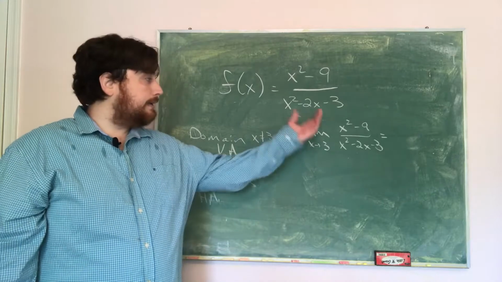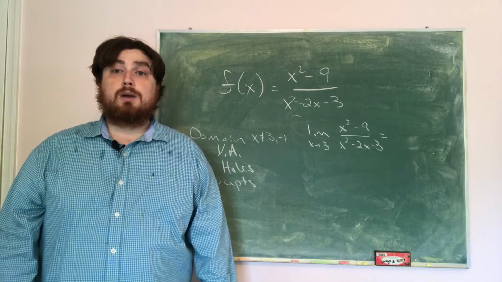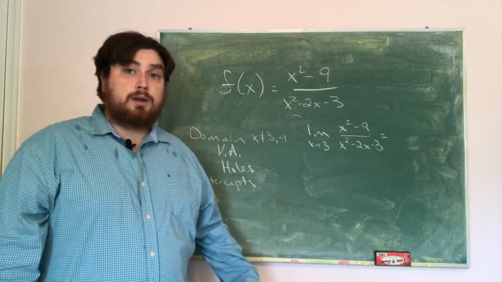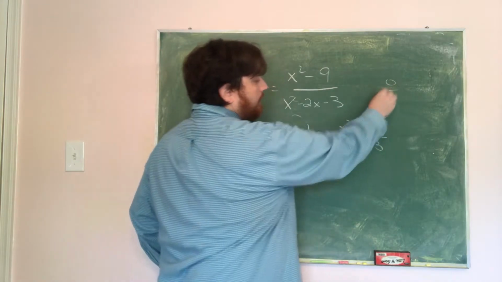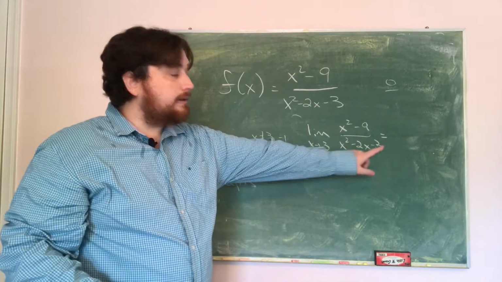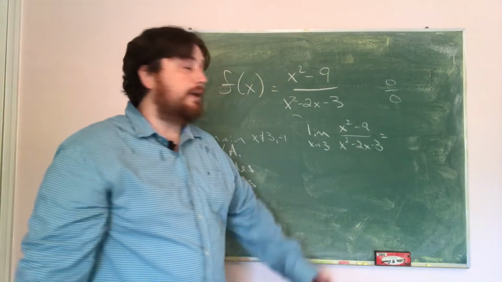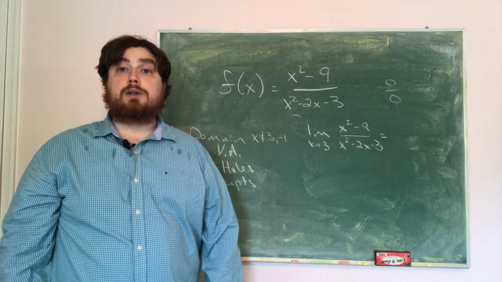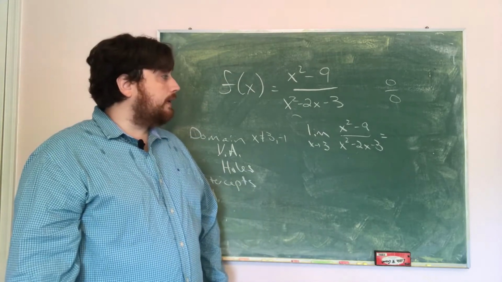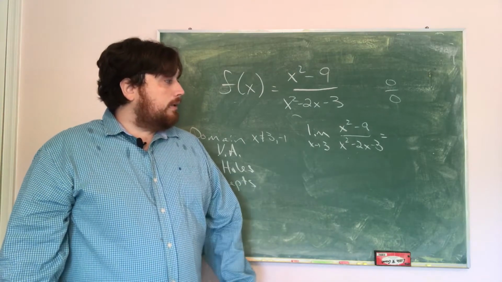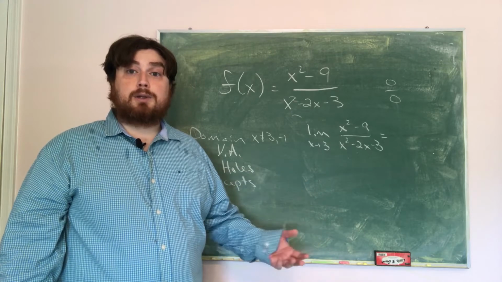So now as we find the limit as x goes to 3 of (x squared minus 9) over (x squared minus 2x minus 3), what we want to do first is plug in 3. If we do that, we get 3 squared is 9 minus 9 is 0, over 9 minus 6 minus 3, which is also 0. So we have a limit of the form 0 over 0, which we learned was an indeterminate form. If we want to find this limit, we could go back and do some factoring and canceling, but we could also use L'Hopital's rule.